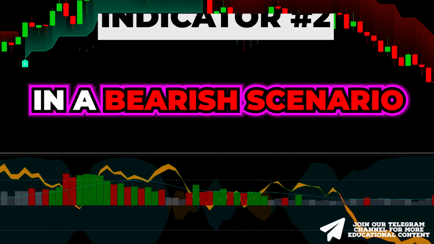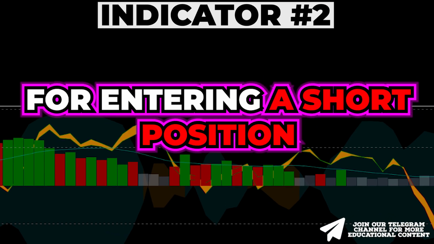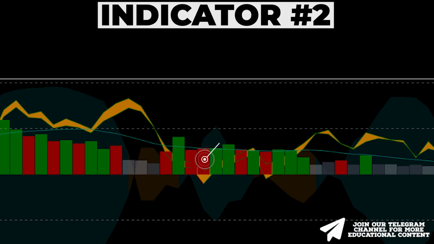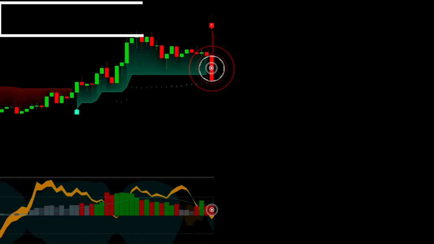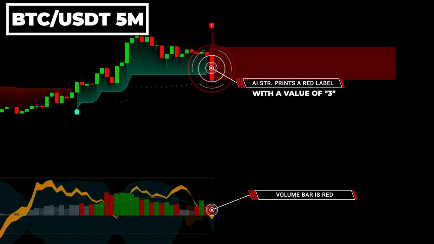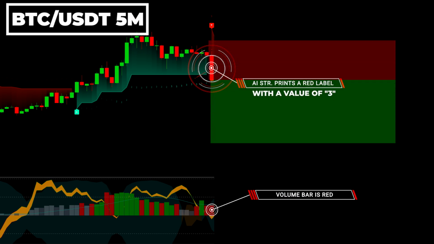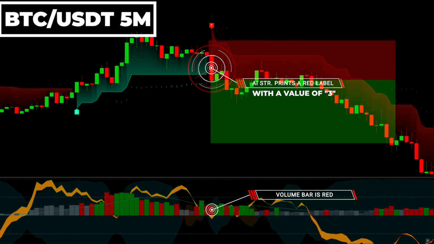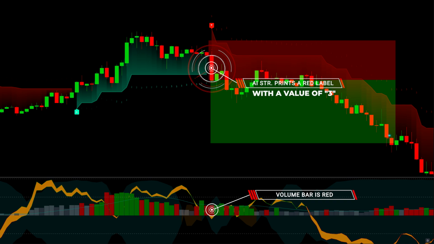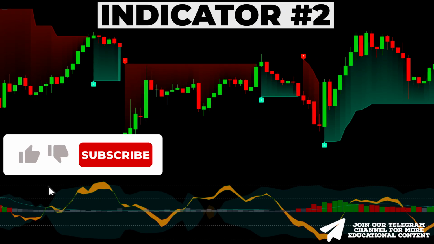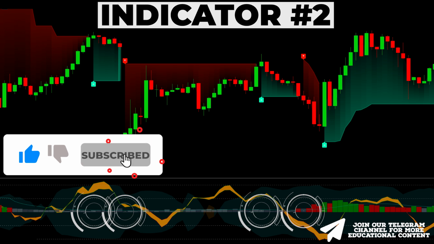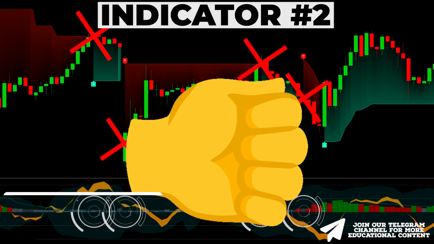In a bearish scenario, to confirm the conditions for entering a short position, the volume bar should have a red color. We can enter a short position here, placing a stop above the recent high and targeting the same RR ratio. Bingo, the price plummeted, effortlessly hitting the take profit level. By the way, notice how effectively the indicator filters out false signals during consolidation periods.